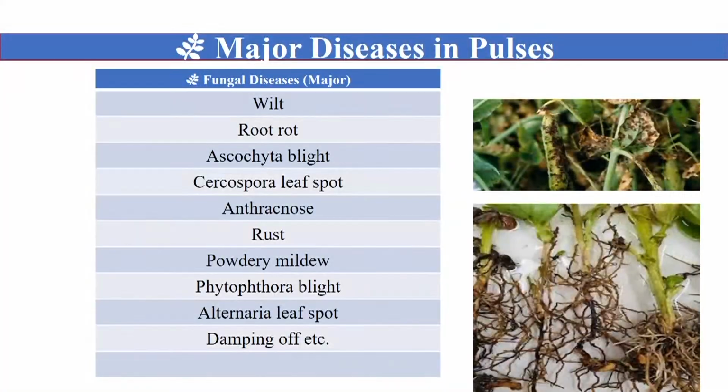And just now I discussed the major diseases like wilt, root rot, ascochyta blight, cercospora leaf spot, anthracnose, rust, powdery mildew, phytophthora blight, alternaria leaf spot, and damping off. These are the basic major diseases which are responsible for causing more damage in pulse crops.